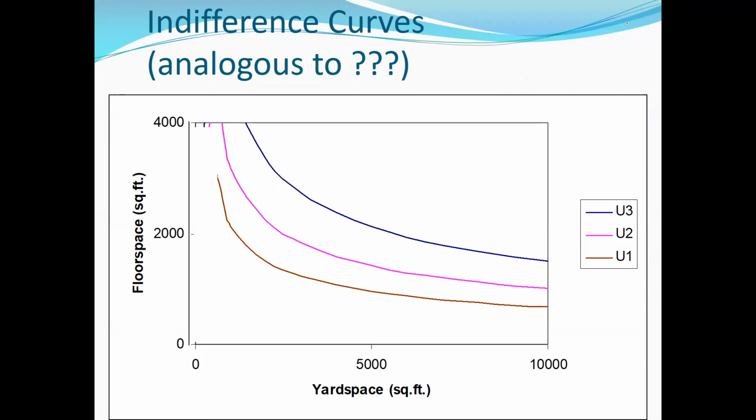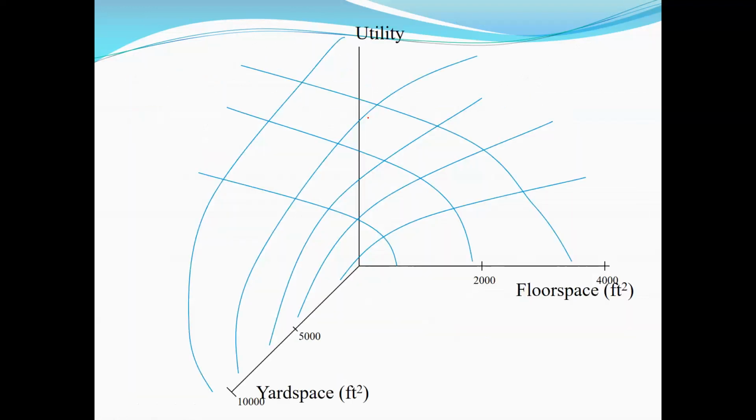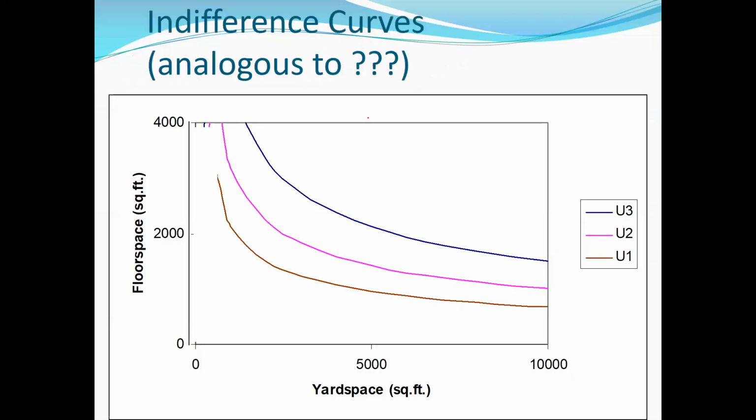Okay, so let's think about this now. If we cut a horizontal slice, so instead of creating these curves by cutting a vertical slice through the 3D function that I showed you earlier, if you cut a horizontal slice, essentially a slice that has constant utilities.